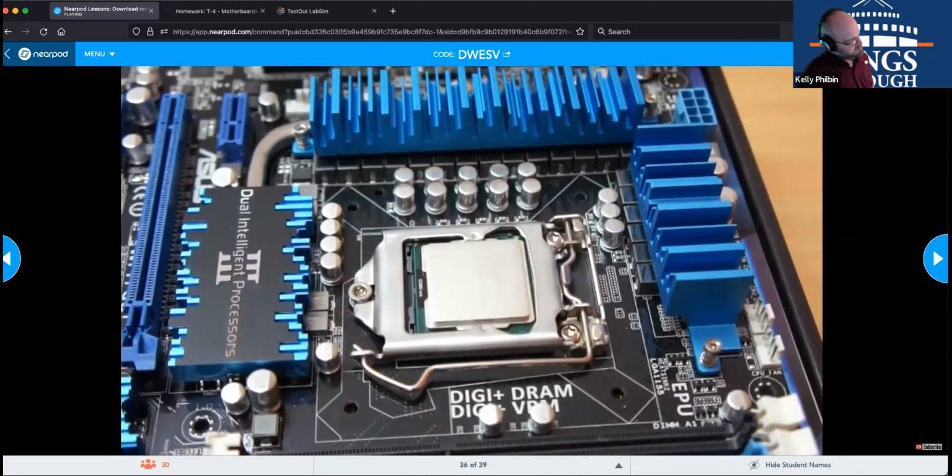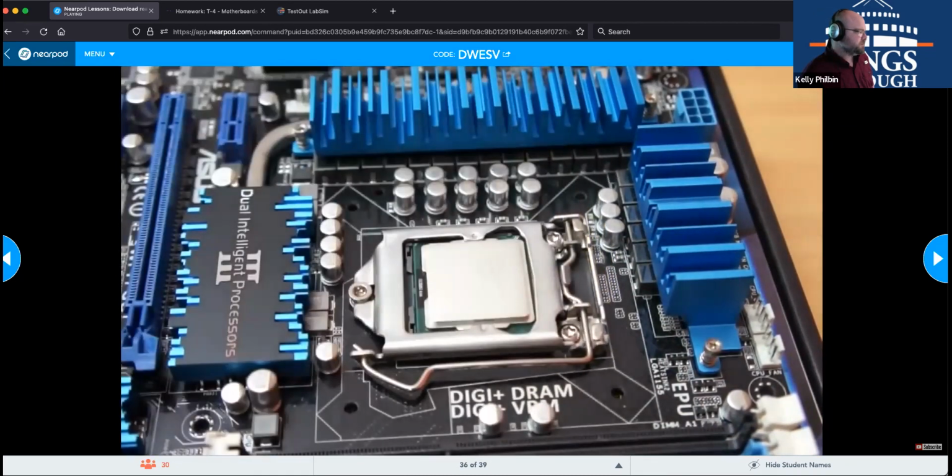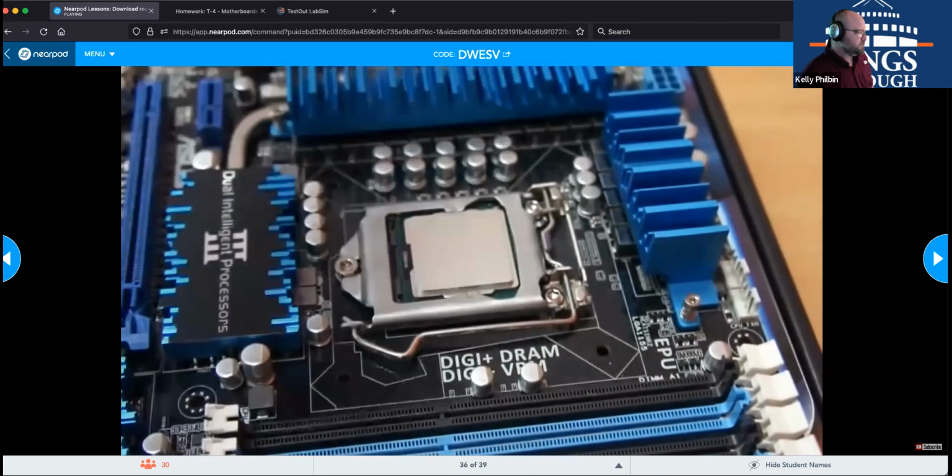Now we are going to install this fan on the same, and to do that it's also pretty easy. Let me show you the motherboard actually. Let me just zoom out a little bit.